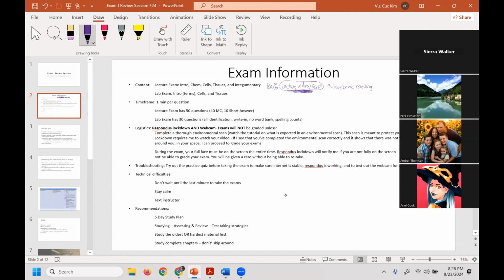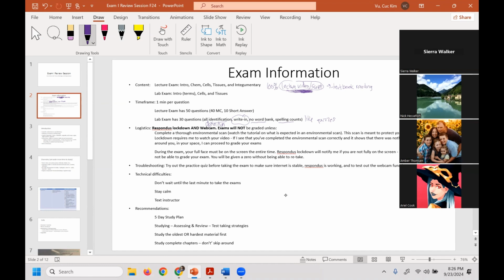All right. So time frame, you have 1 minute per question except for the lab exam. So the lab exam has 30 questions and it's just like your quiz. It's all write in. And it's identification and also definition, since you have the first chapter. So definitions, identification, and it's all write in. There is no word bank and spelling counts. So just think of your quizzes, but longer, because it's going to cover those 3 components, the intro terms, the cells, and the tissues.